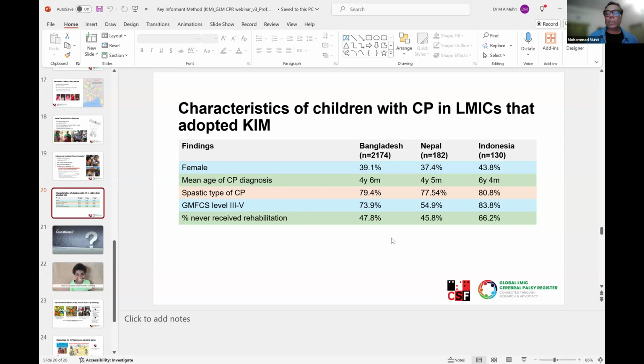This is just an indication, and it shows that through these cerebral palsy registers, using key informants, we are reaching children in rural and remote areas. Sometimes 60 to 70% of them had never been visited by any doctor or seen by any rehabilitation specialist or therapist. And we are finding children who have severe disability, spastic CP, and higher GMFCS levels. That shows this is an effective method for reaching the children who are most in need of services.